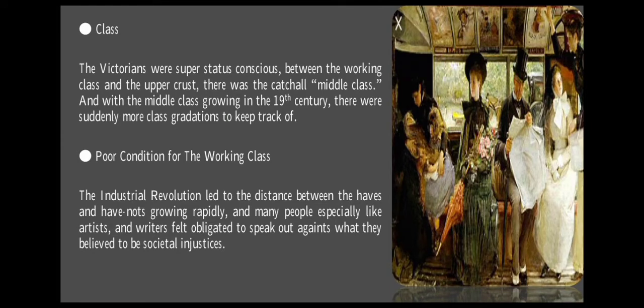The third one is class. The Victorians were super status conscious, between the working class and the upper class, and the middle class, and with the middle class growing in the 19th century, there were suddenly more class gradations to keep track of. And the fourth one is poor conditions for the working class. The Industrial Revolution led to the distance between the haves and have-nots growing rapidly, and many people, especially artists and writers, felt obligated to speak out against what they believed to be societal injustice.